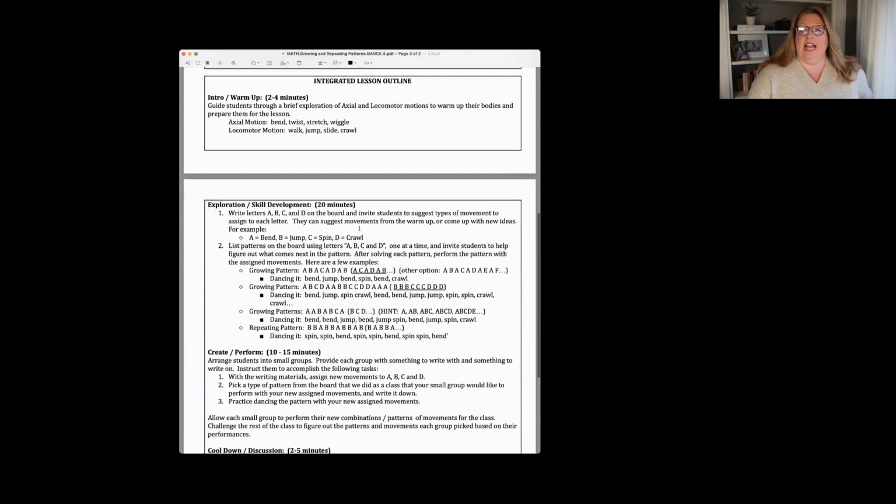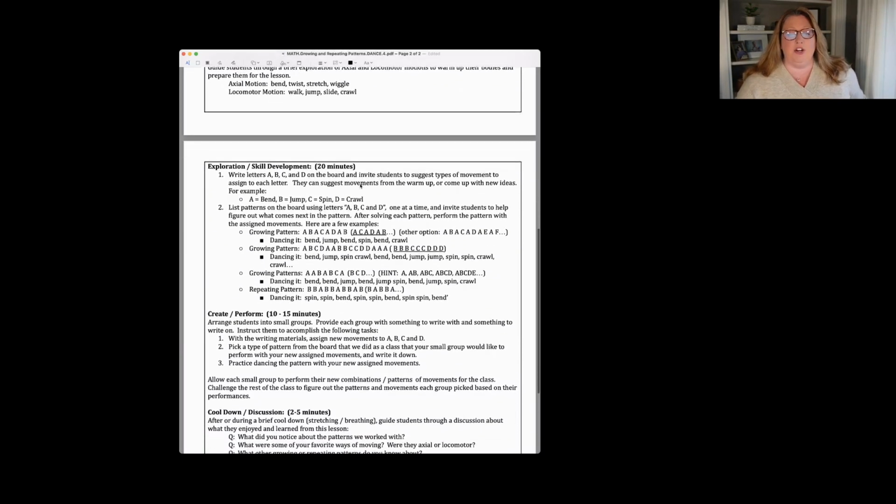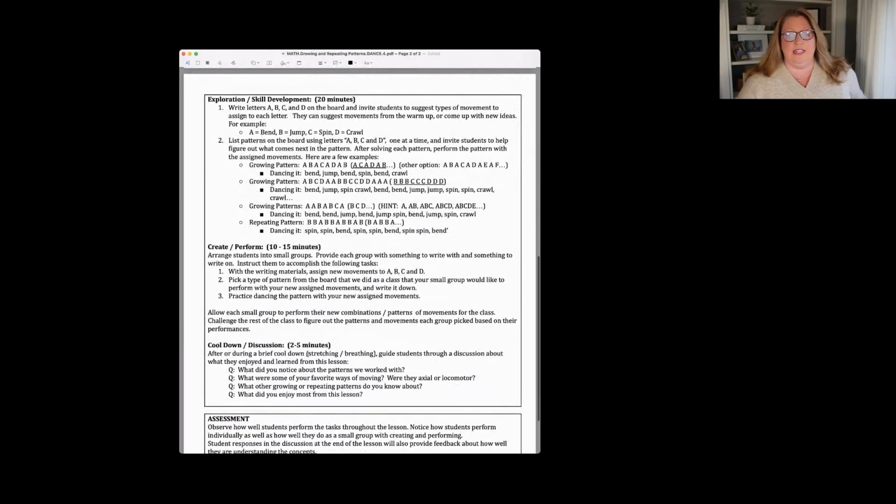And then the lesson outline. Notice how much different this is than the previous lesson, right? There's an intro along with exploration and skill development, and there's timing behind this so that we know how to pace ourselves, or what the idea behind the pacing is. The create and perform, and then a cool down and discussion.